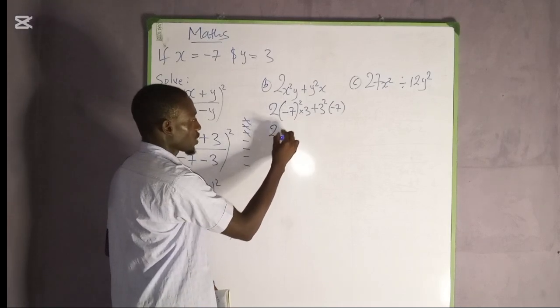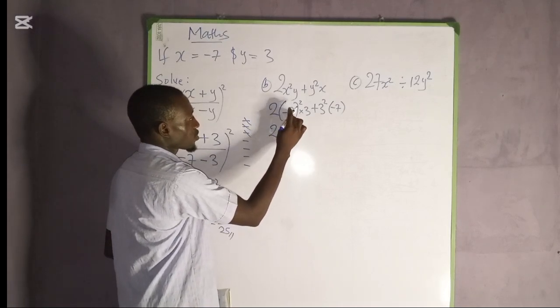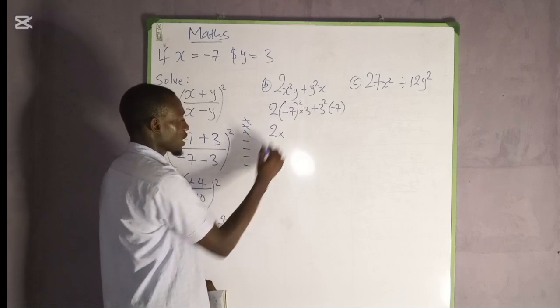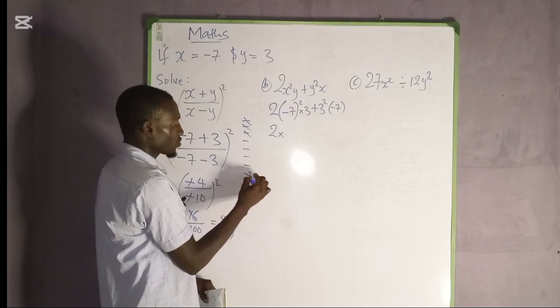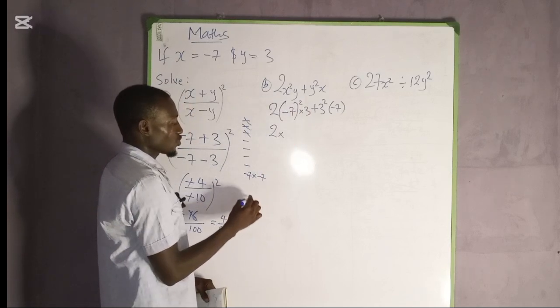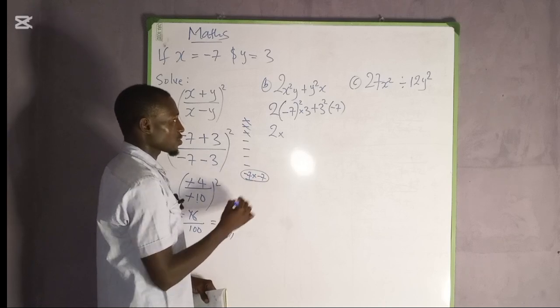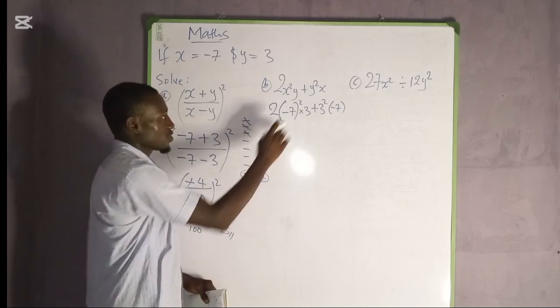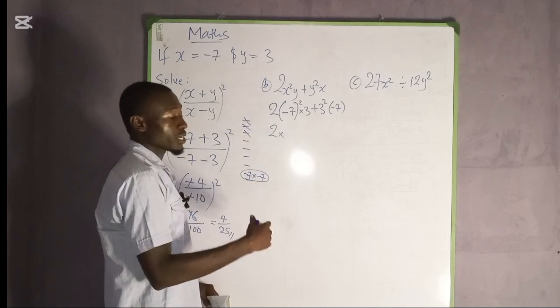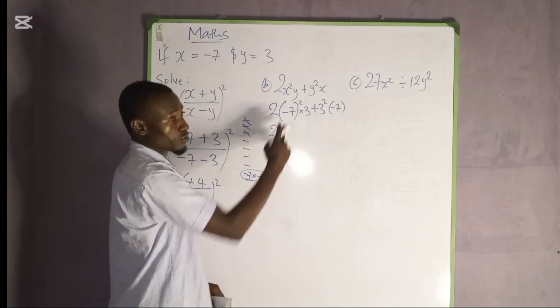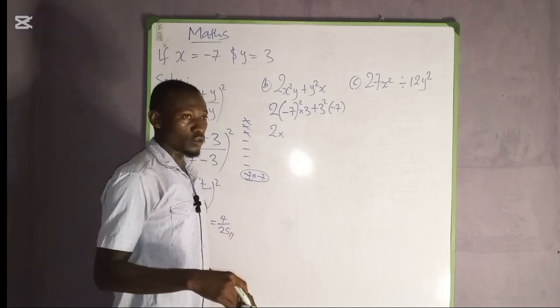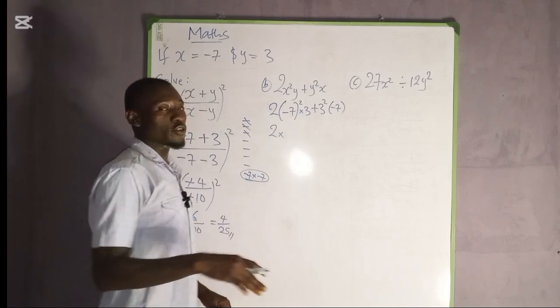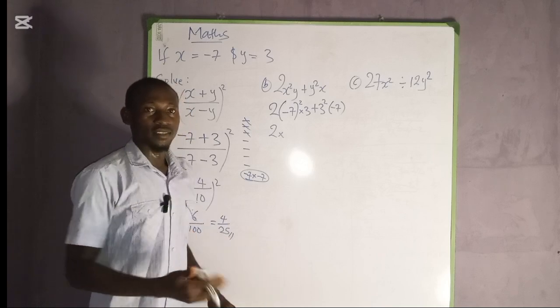We now have 2 times minus 7 raised to power 2. This is just like saying minus 7 times minus 7. So this is indices. All right. This raised to power 2 tells you how many times you should multiply this number. If you want to learn about indices, check my video. I uploaded a video that teaches everything about indices.